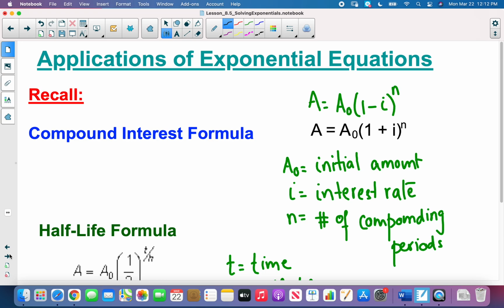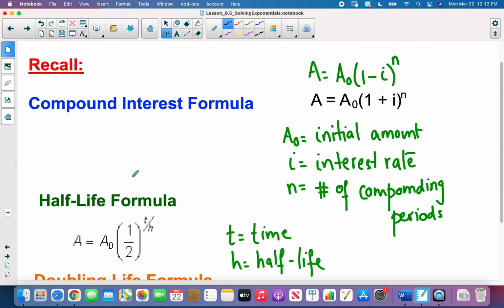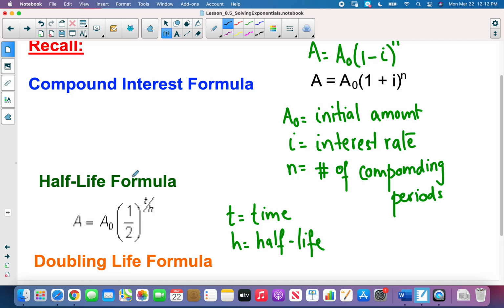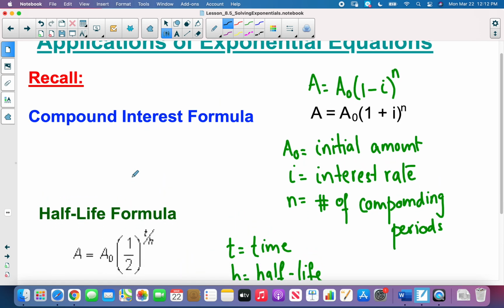We're going to look at some applications of exponential equations. We're going to recall some formulae we learned in the last course, the MCR3U course. The compound interest formula, A is equal to A0 times (1 + i) to the power of n, where A0 is the initial amount, i is the interest rate, n is the number of compounding periods. So this is a general formula when something is growing and showing exponential growth at a rate of i%.